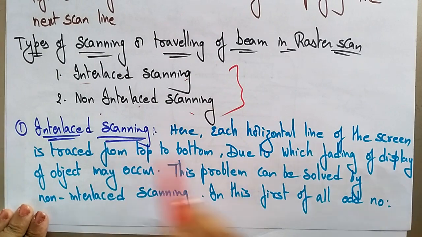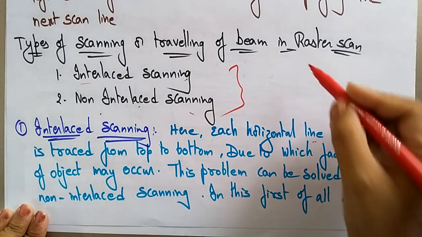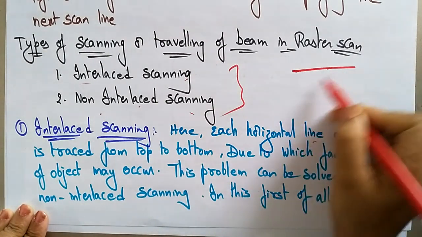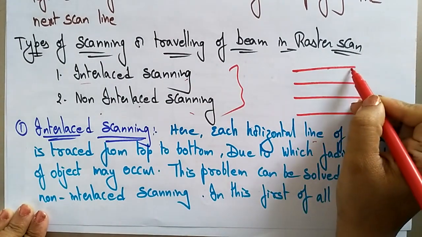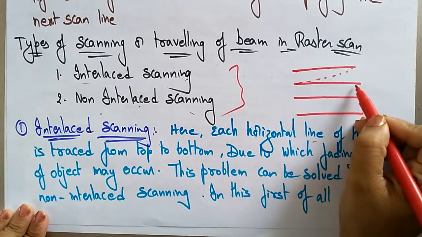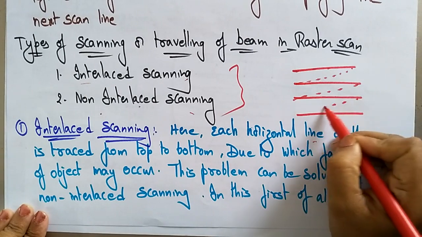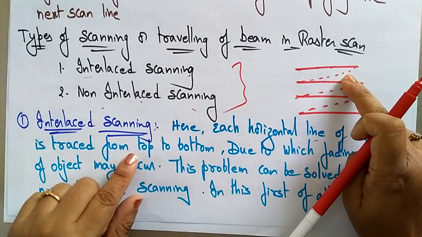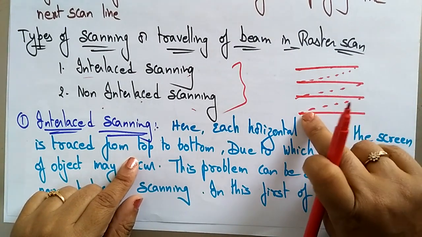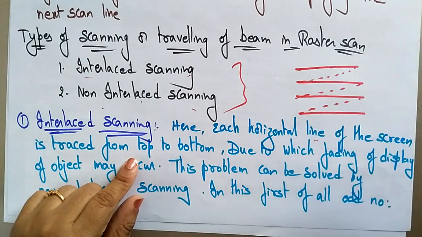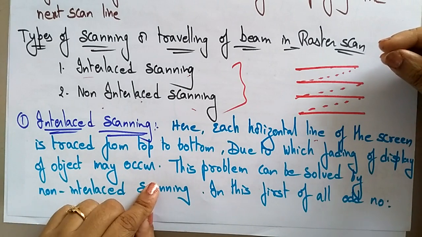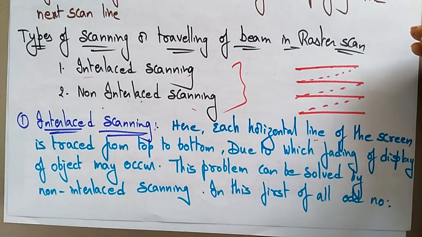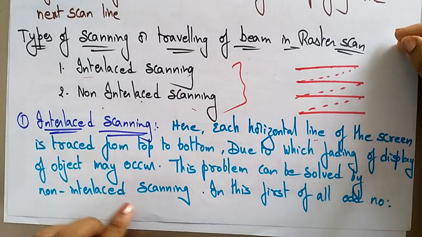Here each horizontal line, these are the scan lines, you are coming back, this is a horizontal line. Each horizontal line of the screen is traced from top to bottom, due to which the fading of a display of an object may occur. So this problem can be solved by interlaced scanning.